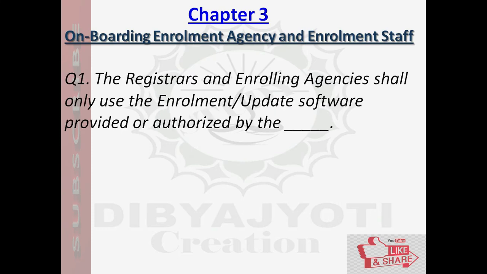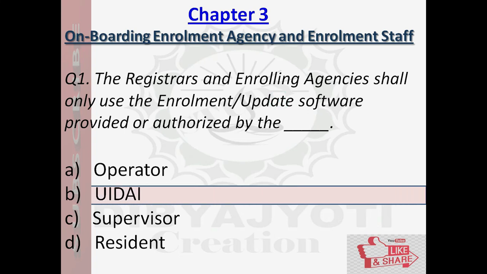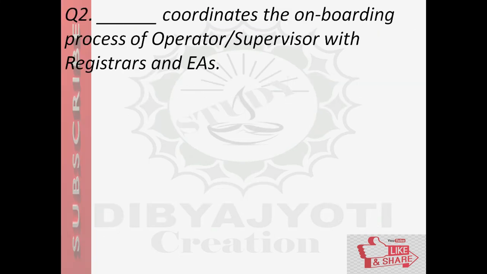Question number 1, the registrar and enrollment agency shall only use the enrollment or update software provided or authorized by the DASH. Option A, operator. Option B, UIDAI. Option C, supervisor. Option D, resident. Answer is option B, UIDAI. Then move on to question number 2.